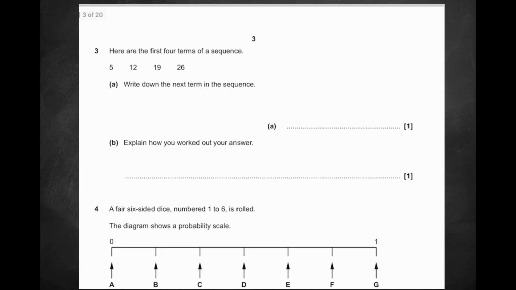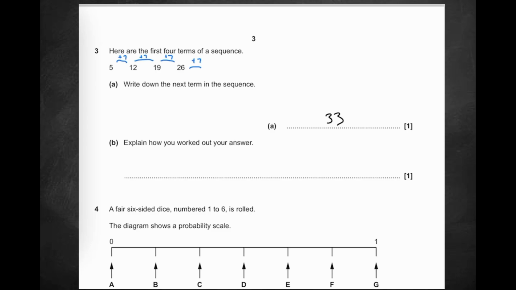Question number 3. Here are the first 4 terms of a sequence. Write down the next term of the sequence. Well, as you can see here, 5 to 12 is an addition of 7. 12 to 19 is an addition of 7. 19 to 26 is an addition of 7, which means we are looking for an addition of 7. 26 plus 7 is just 33.